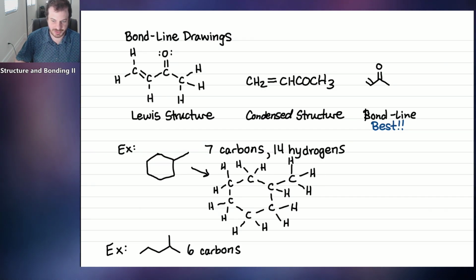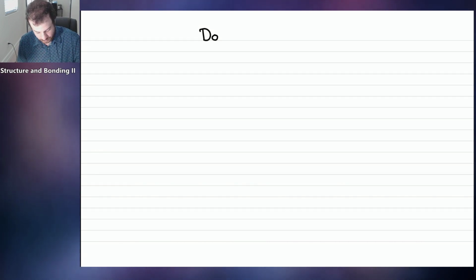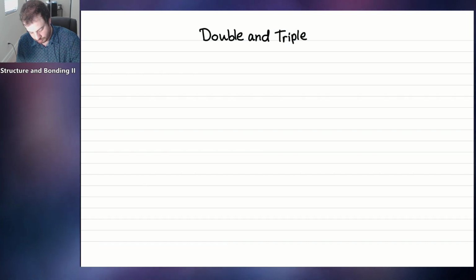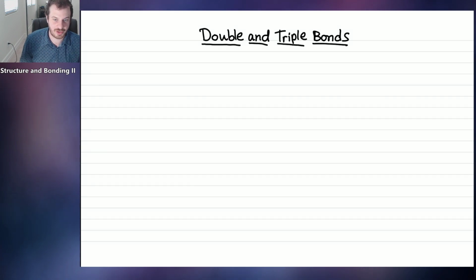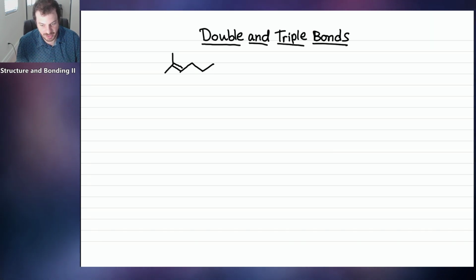What about double and triple bonds? Those are very common in organic chemistry, and we can represent double and triple bonds that look like this. Again, we don't draw in any of the carbons or the hydrogens, but we do include the double bond there. And so this compound would have how many carbons? Let's count. 1, 2, 3, 4, 5, 6, 7 carbons.